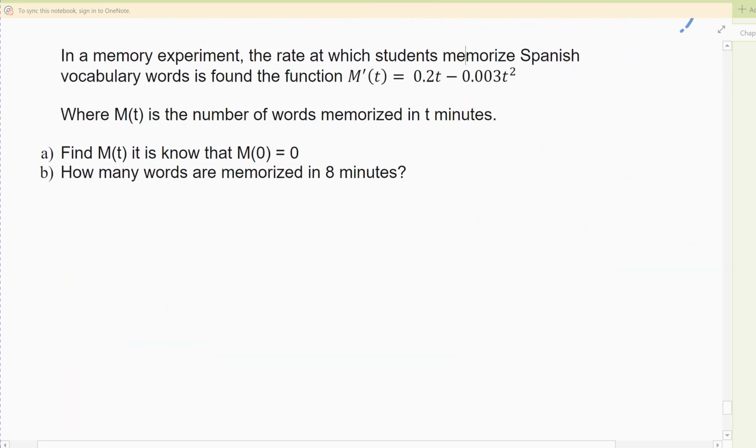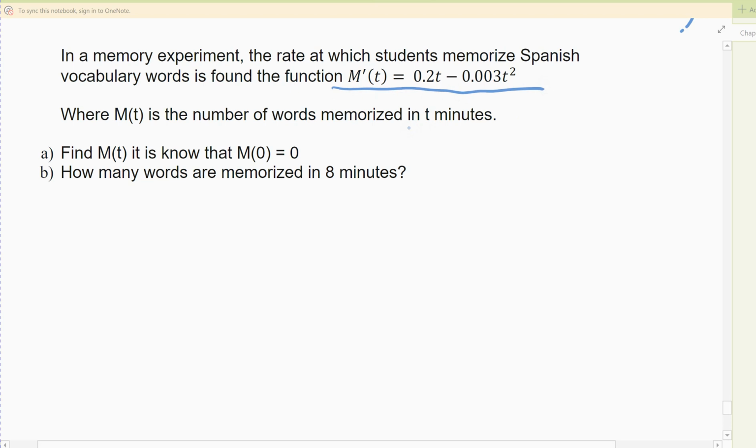In a memory experiment, the rate at which a student memorizes Spanish vocab words is found by that function. So it's a derivative, right? Rate is how fast they learn them. It is 0.2t minus 0.003t squared, where m of t is the number of words memorized in t minutes. It's just in words and minutes, I don't have to worry about units.